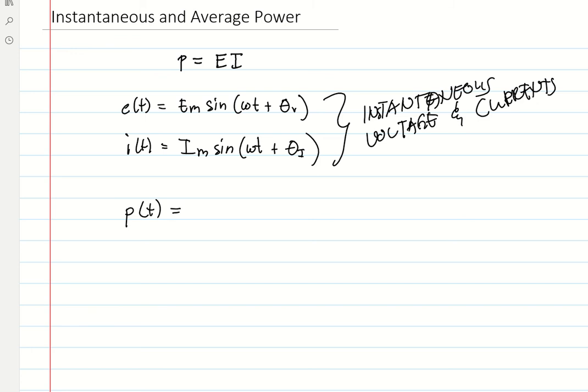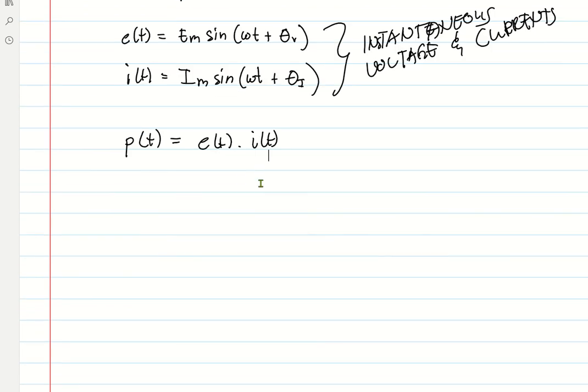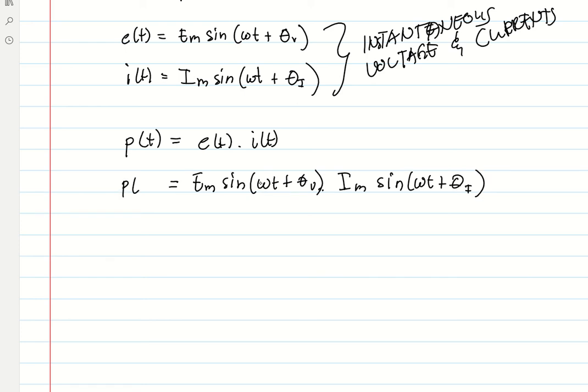If we use the concept of the voltage times the current, then this is just equal to the product of our instantaneous voltage and the instantaneous current. We know that this is our instantaneous voltage, and this is our instantaneous current. So if we substitute in our formula, this will be Em times sine of omega t plus theta v, multiplied by the current Im times sine of omega t plus theta I. So this is the instantaneous power.